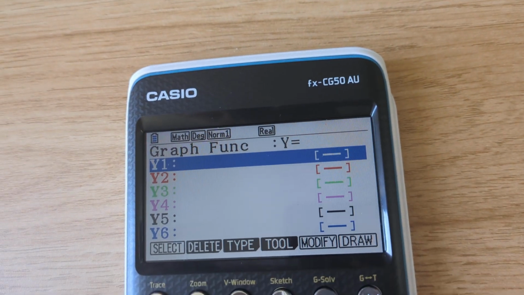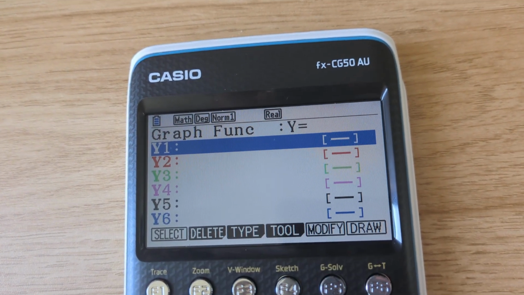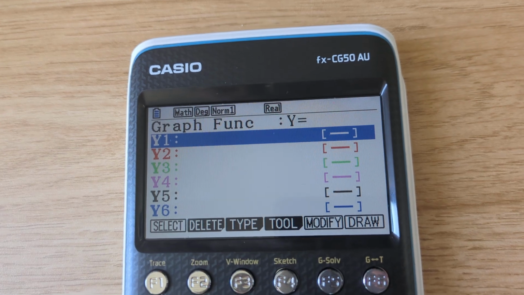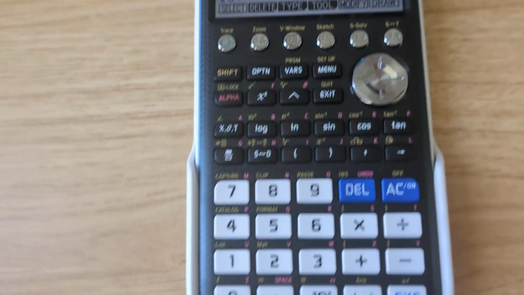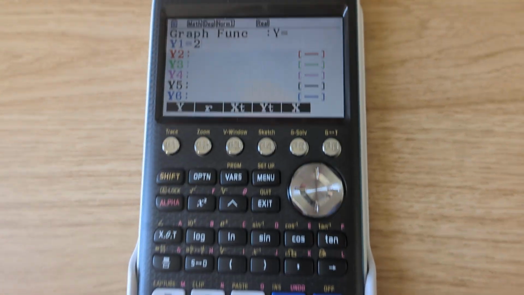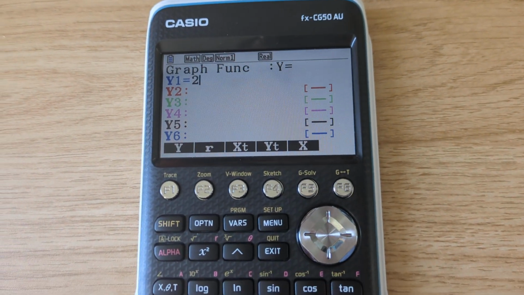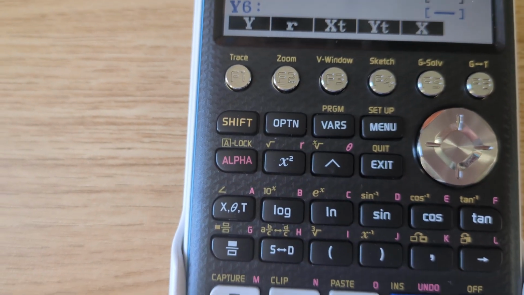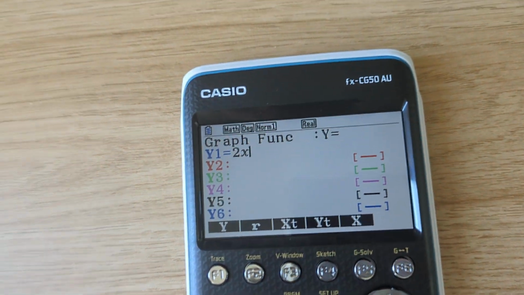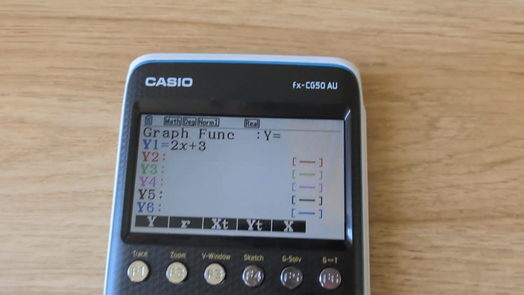Now, we're going to put our graph function in. My linear function that I want to put in is 2x plus 3. So put the 2 in. Do not put this one in because that means 2 times. We want x. See this button here, x, theta, and t. That will put that in. 2x and then just plus 3.